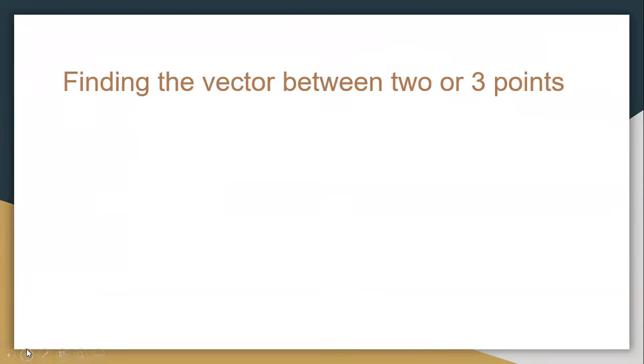Now, we are going to look at how we find the vectors between 2 or 3 points. That's what we are going to look at. When we are finding the vector between 2 or 3 points, one thing we need to pay attention to is the direction of these particular vectors. Where possible, go on and make a simple sketch because direction is going to be very important.